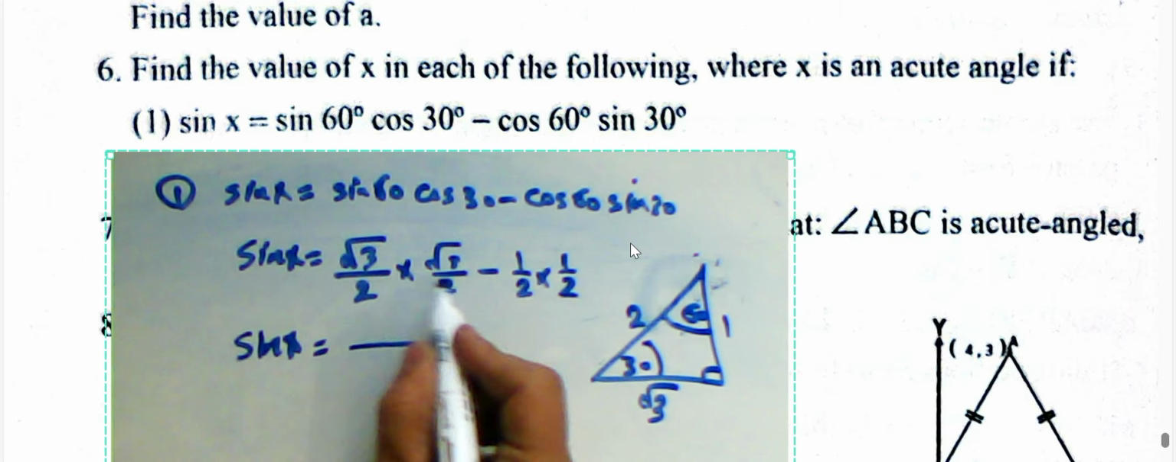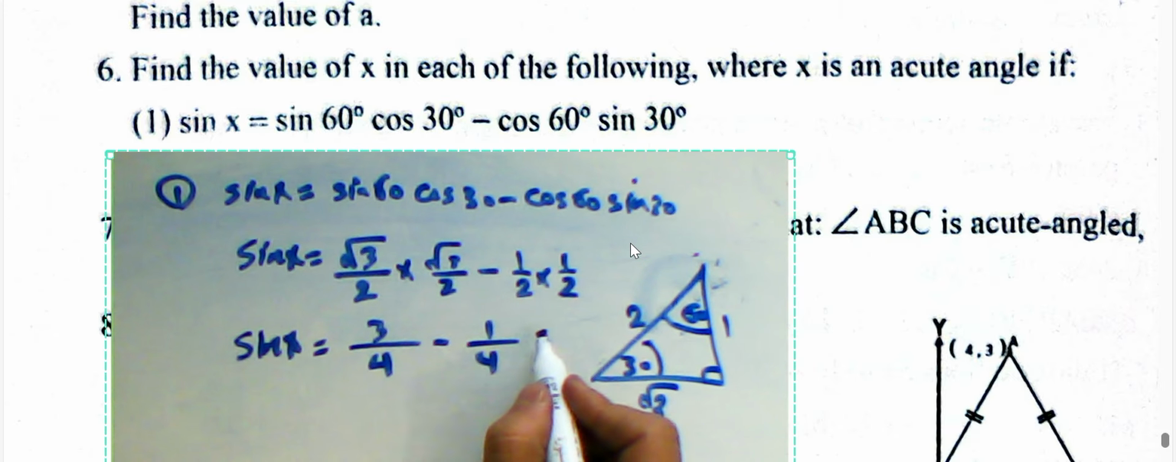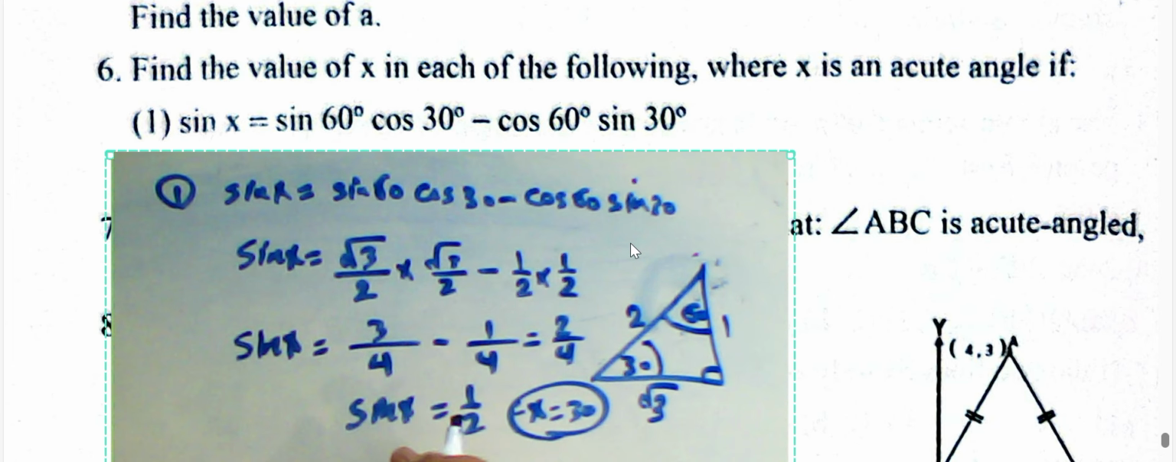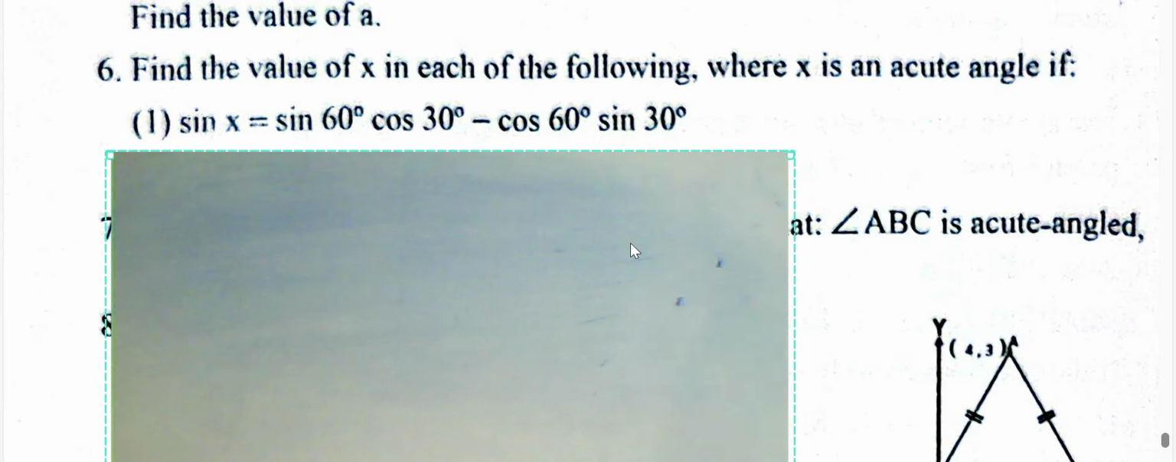So sine x equals root 3 times root 3 equals 3, 2 times 2 is 4, 1 times 1 is 1, 2 times 2 is 4, then the result will be 2 over 4. Then sine x equals half. It means the measure of angle x equals 30, because sine 30 equals half. The measure of angle x equals 30. Next question.